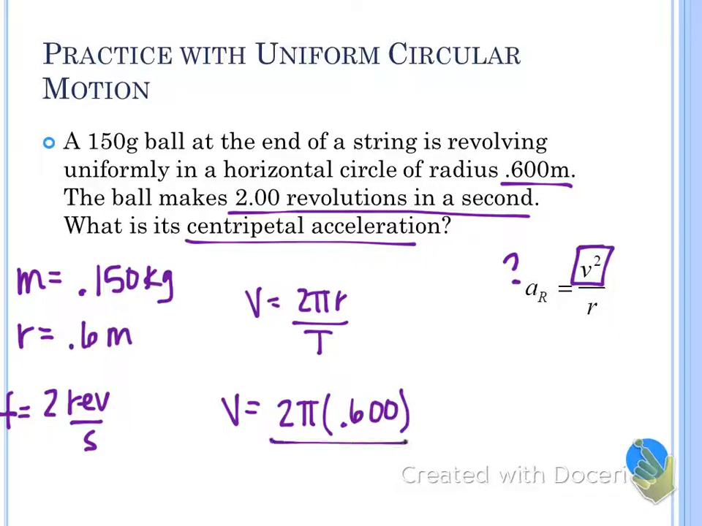So how do we solve for period? If we know that frequency equals 2, we would take t equals 1 over 2, right? So t equals 1/2. If it makes 2 revolutions per second, that means that it takes a half of a second to make 1 revolution. Okay, are we on the same page there? Yep. Okay, so that would be over 0.5.